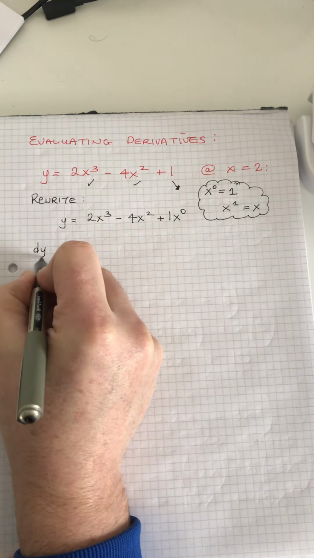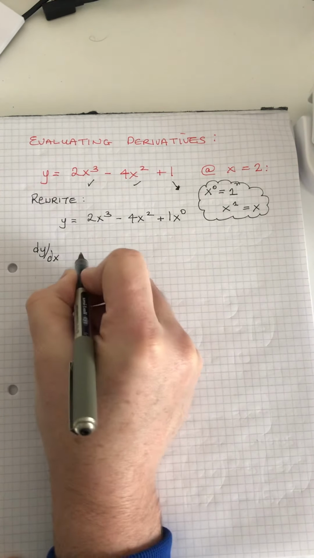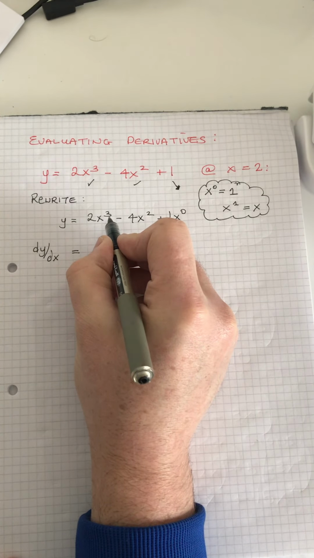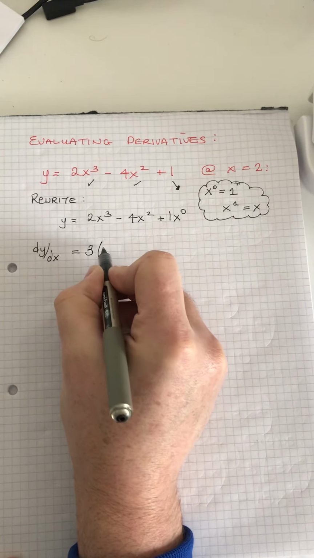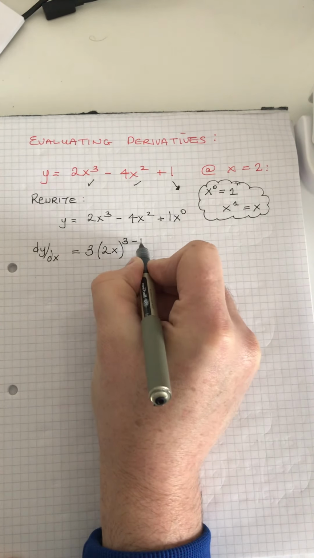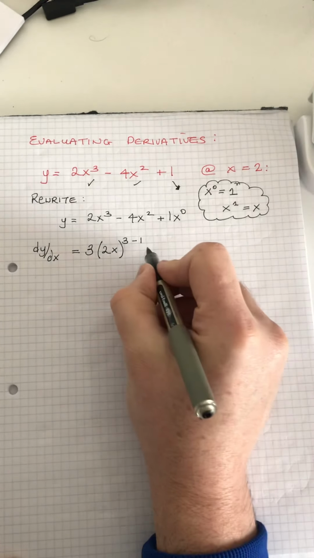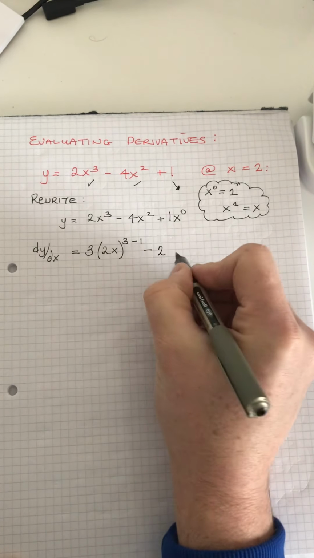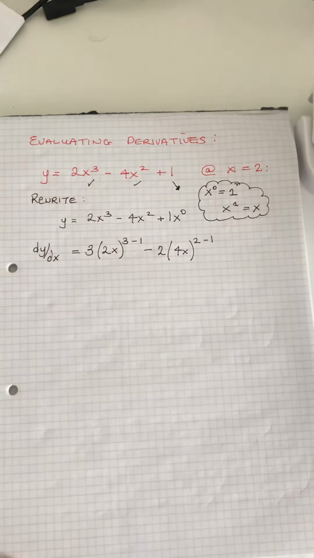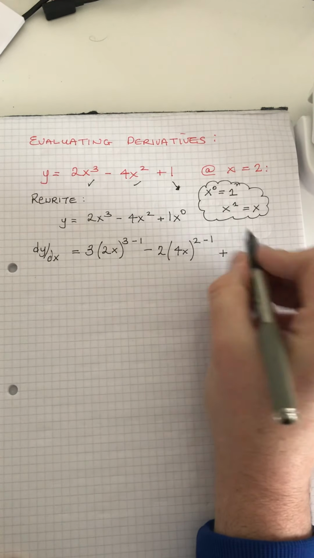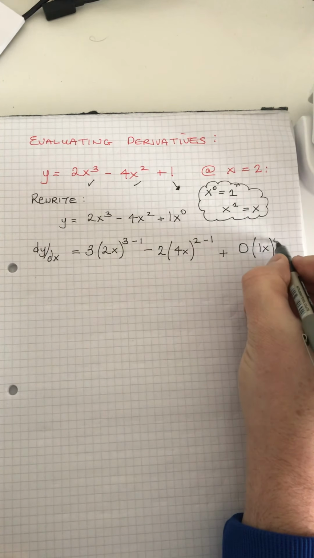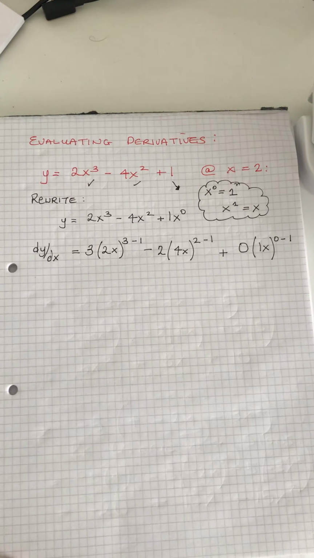So I can find dy/dx, your derivative, which is equal to: multiply by the power, 3 times 2x, reduce the power by 1, becomes 3 minus 1. Minus, multiply by the power, 2 times 4x, reduce the power by 1. Plus, multiply by the power, 0, 1x, and reduce the power by 1, so 0 take away 1.